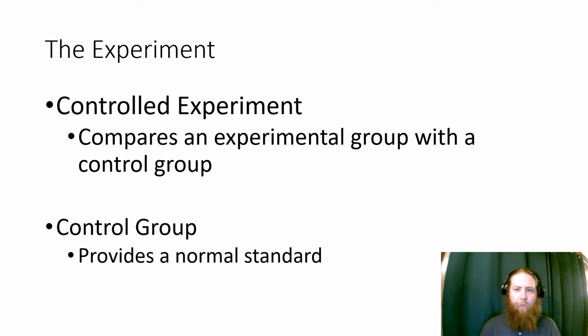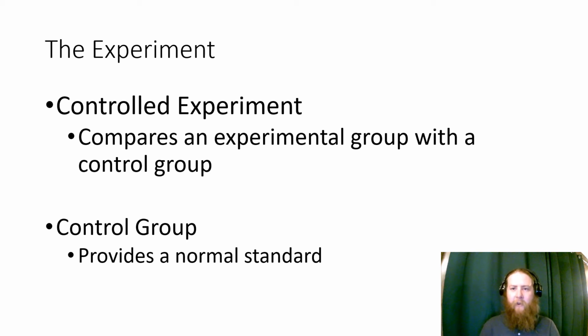All right, so for experiments, it's important that it's called a controlled experiment. You'll hear me say the only difference between science and messing around is writing it down, but it has some kind of backing. When you have a controlled experiment, you have an experimental group and a control group, and the control group provides the normal standard.